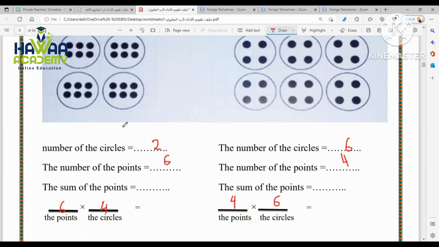So here, we can skip counting by 6. So it's going to be 6, 12, 18, 24. So we have here 24. On the other hand, we can skip counting by 4s. So 4, 8, 12, 16, 20, 24. So here's 24. I believe it's super easy.